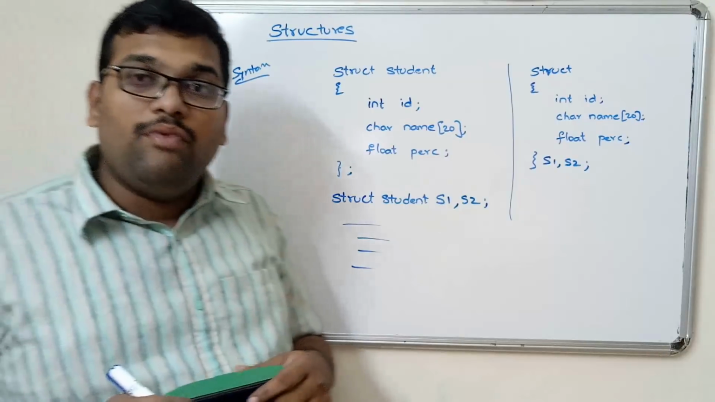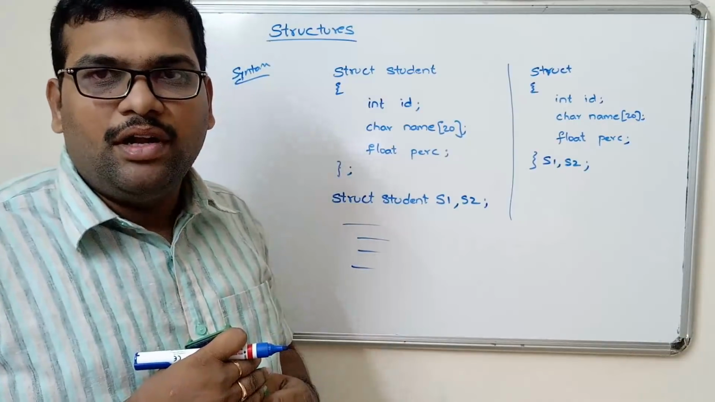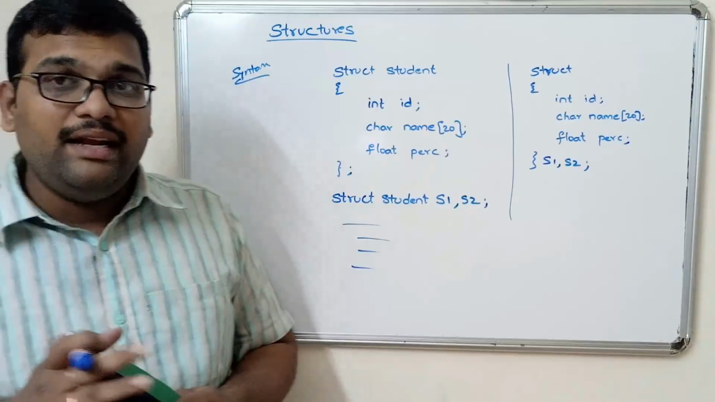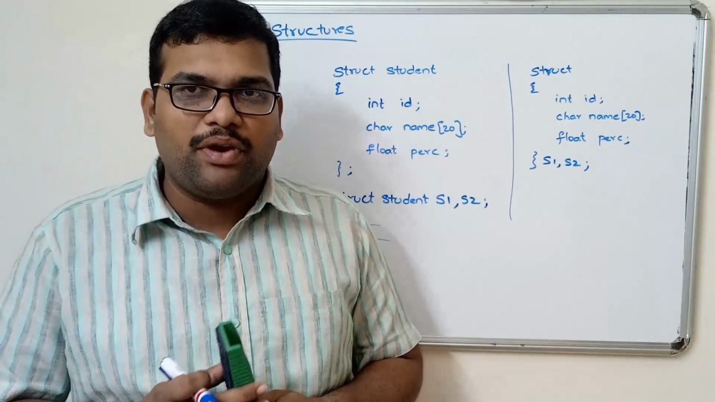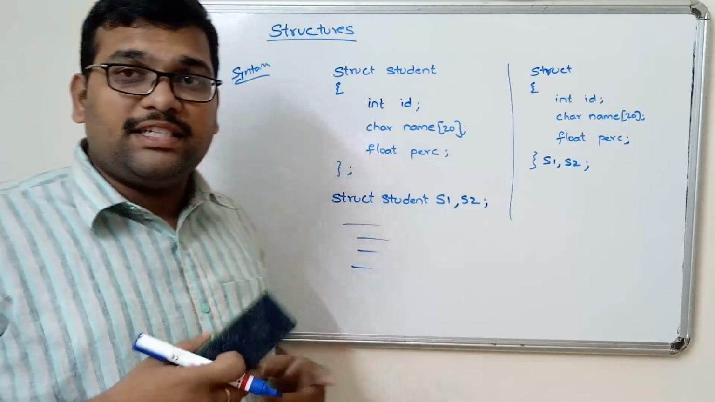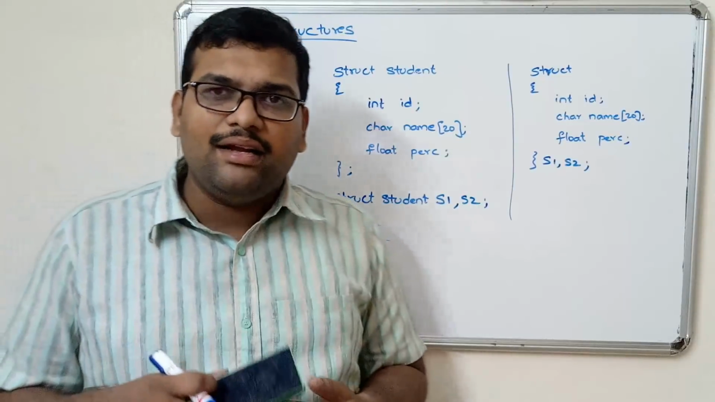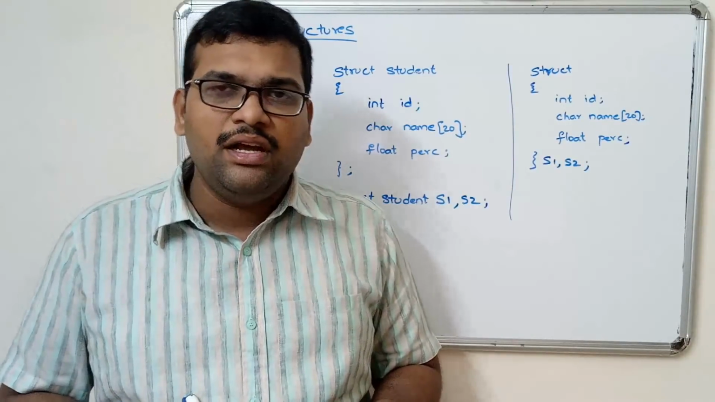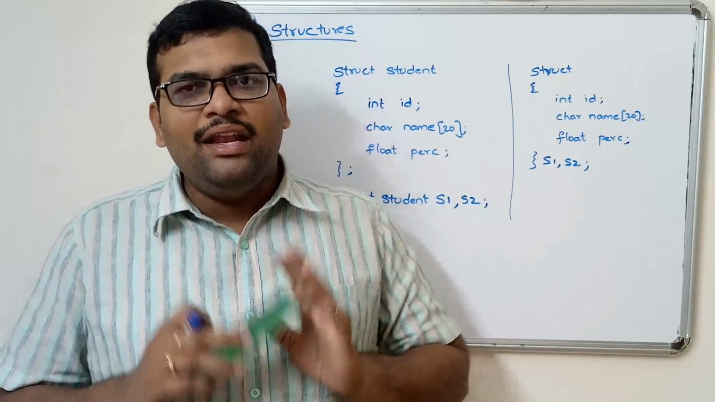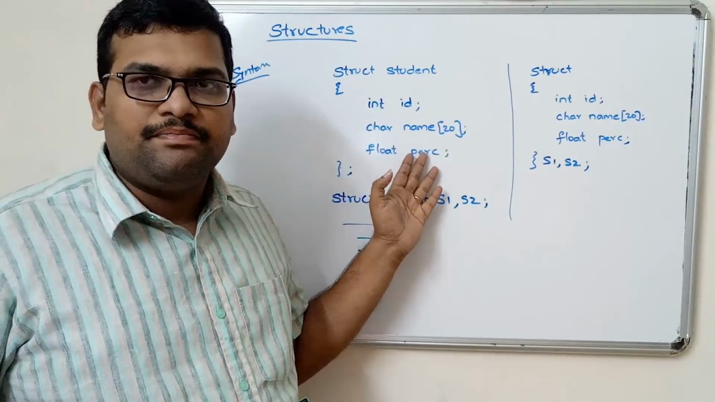Now, what is initialization? How do we initialize the structure variable? Before going to that, where do we have to write this structure? We can write this structure anywhere in the program. We can write the structure outside the main function, and all the structure variables can be declared inside the main function. Or we can write the structure definition inside the main function, and the declaration can also be done in the main function. So anywhere in the program we can declare or define the structure.